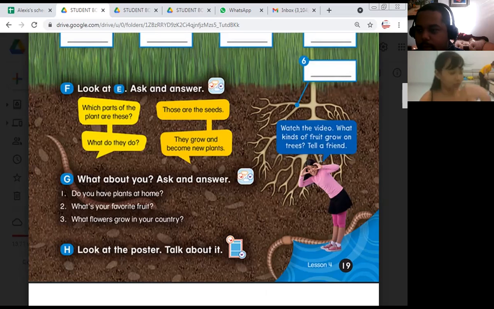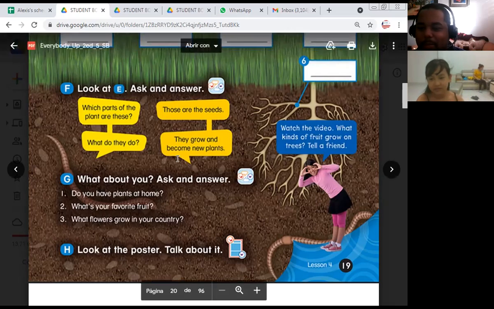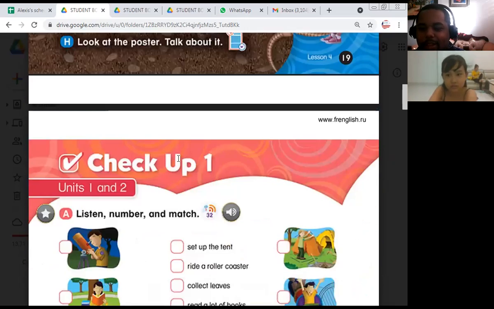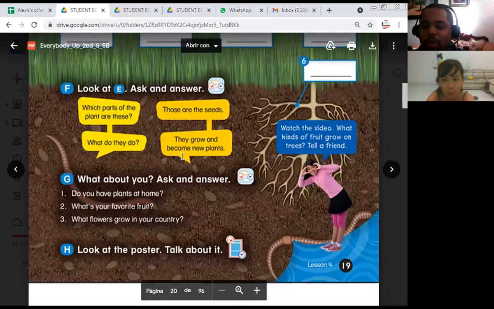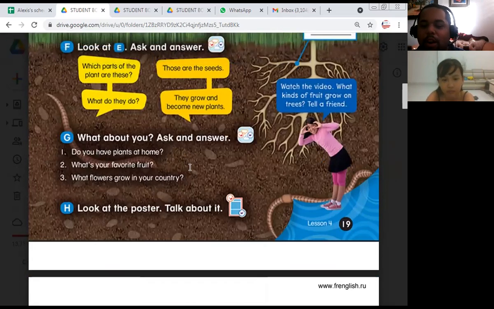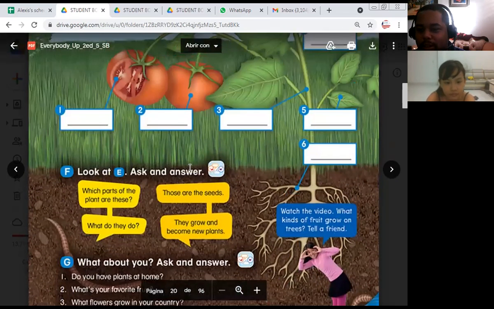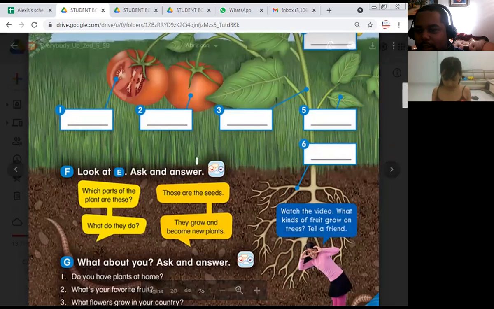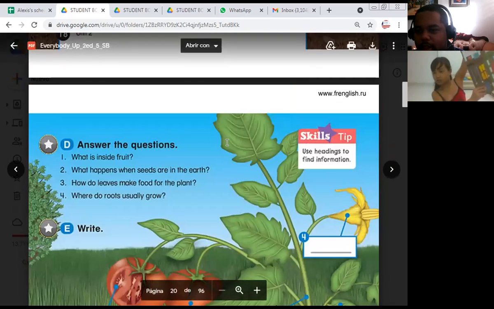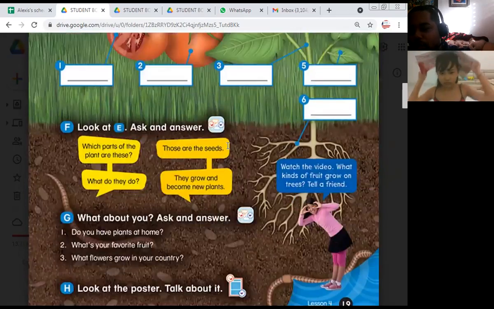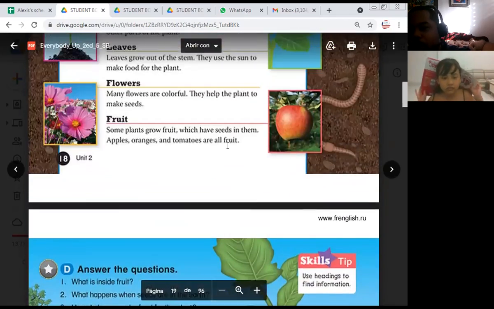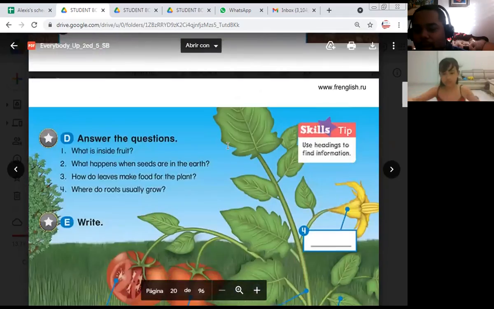Okay, so I'm going to continue with this one. Now we are going to continue with the next part. We are going to look at the poster and talk about that. I can't see any poster in this one. It means like the photo, what you see here. When it refers to the poster, it's talking about that.